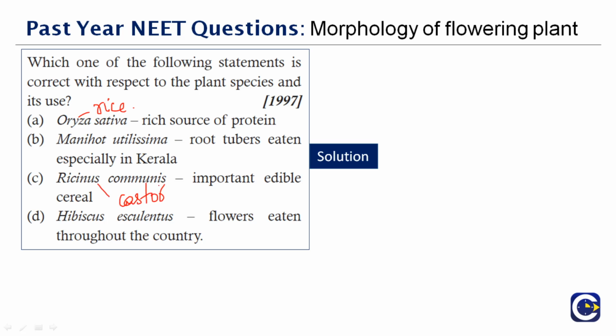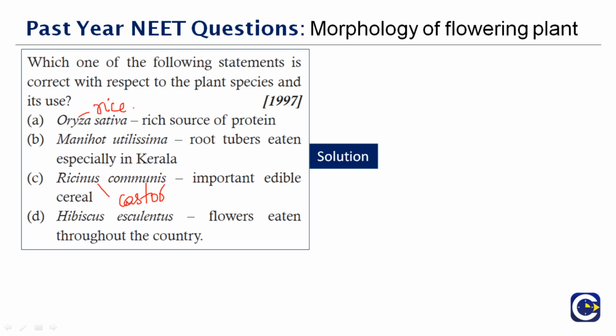Then you have Manihot, which is the scientific name of tapioca, which is actually a tuber. You call them tubers because they all come under the potato family. You have a different tuber family, right? Many species come under tuber. So that's what they are saying here, and option B is the right one.